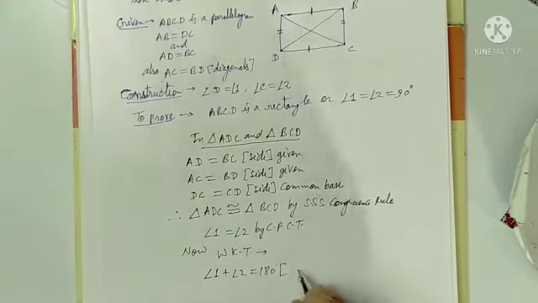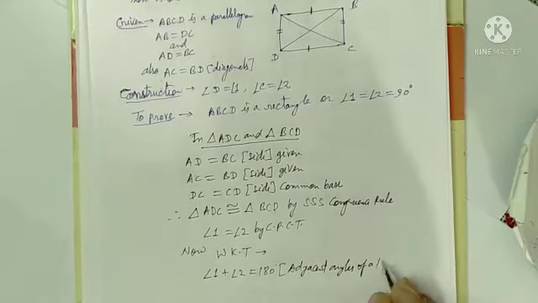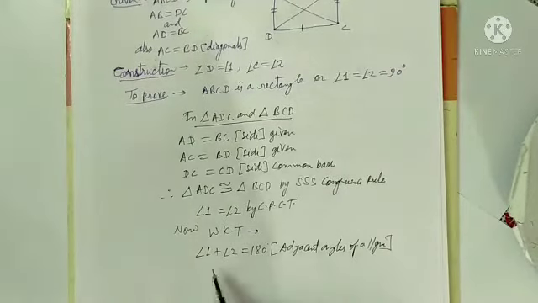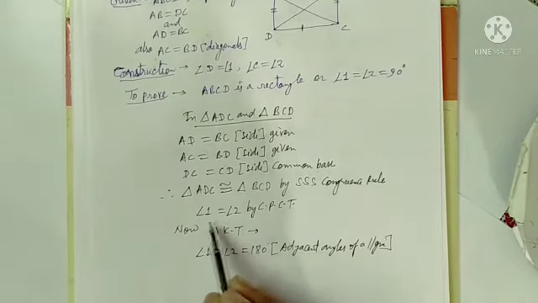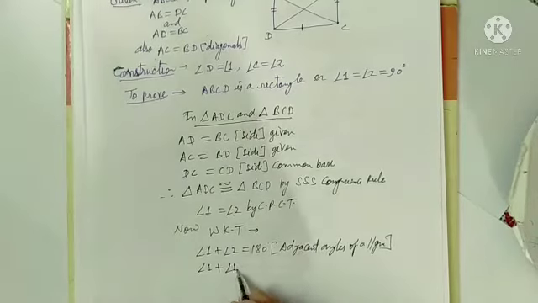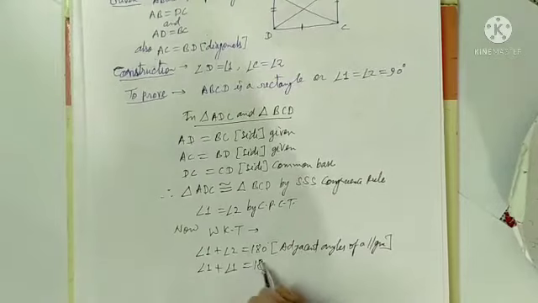What is the reason? That adjacent angles of a parallelogram are supplementary. This is the property. So you have written it this way. Now we have already proved by CPCT that angle 1 and angle 2 are equal. So angle 1 plus, in the place of angle 2 write angle 1 because they are equal by CPCT, is equal to 180.